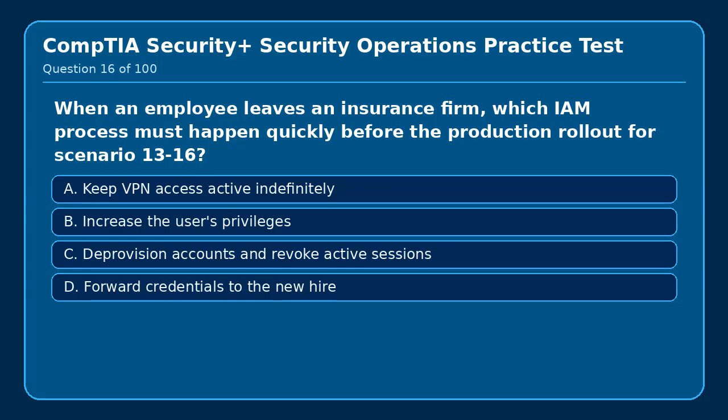Take a moment to choose your answer. The answer is C. Deprovision accounts and revoke active sessions. Timely deprovisioning prevents former users from accessing systems after separation. More privileges, credential sharing, and indefinite access create avoidable risk.